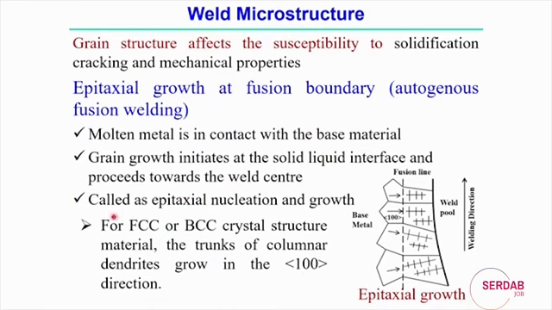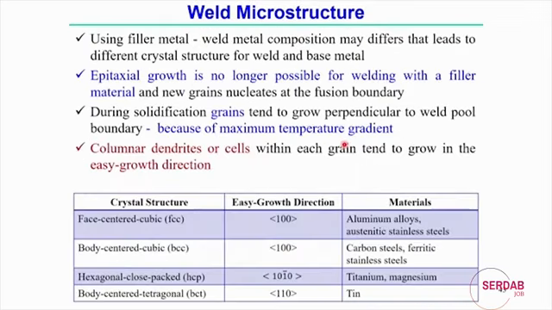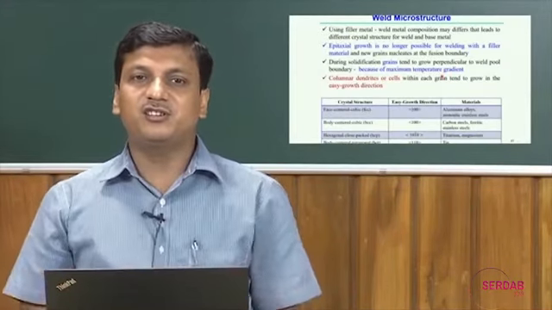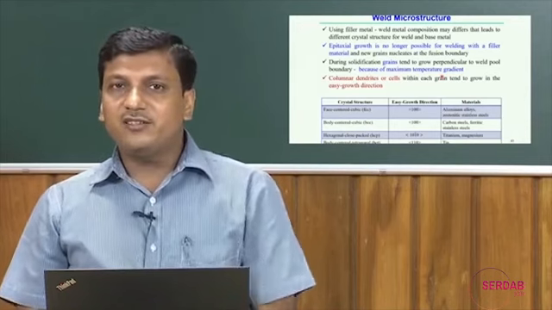If you see FCC and BCC crystal structures, they have columnar dendritic structures that actually grow in the 100 direction, by Miller index. That is observed in the case of FCC and BCC materials. Now, if you use filler material, then the weld metal composition changes, and that leads to a different type of crystal structure for the weld and the base metal.